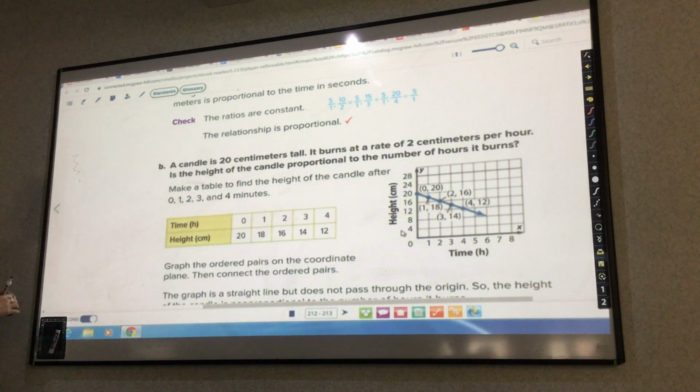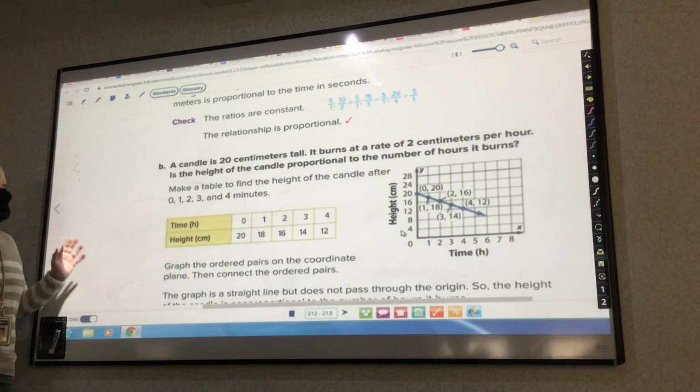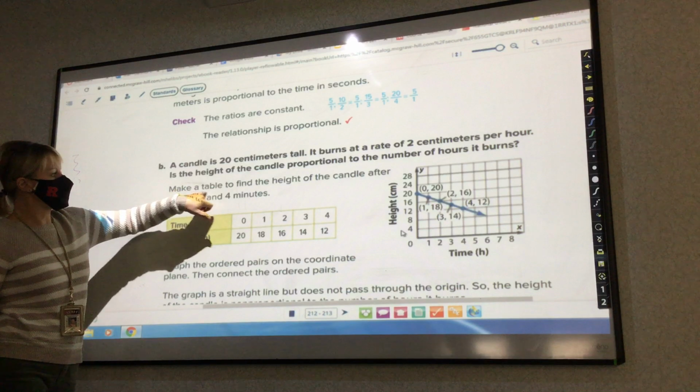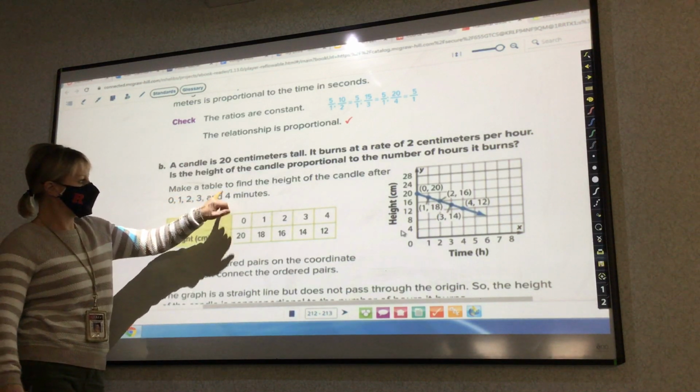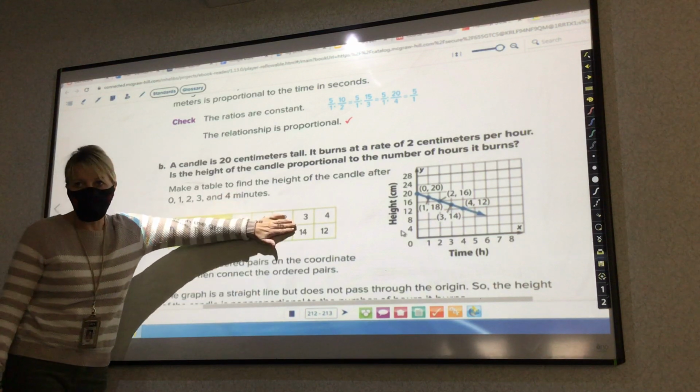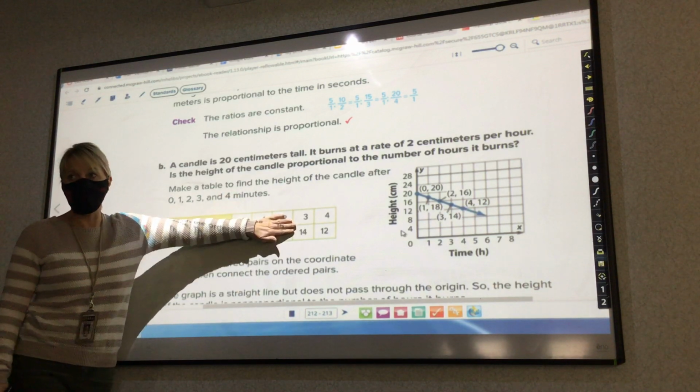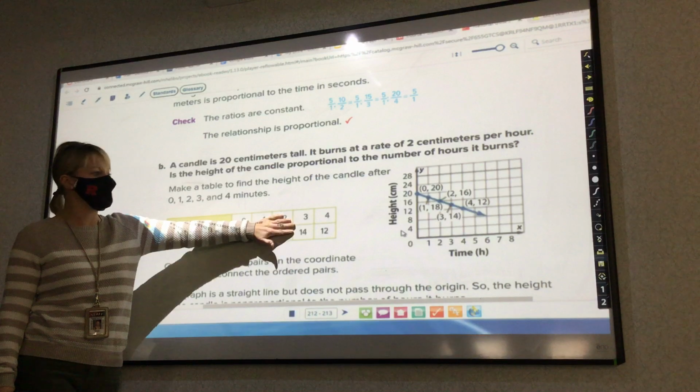A candle is 20 centimeters tall. It burns at a rate of 2 centimeters per hour. Is the height of the candle proportional to the number of hours it burns? It says make a table to find the height of the candle after 0, 1, 2, 3, and 4 minutes. They already created the chart for you, but you have to learn to create the chart yourself.